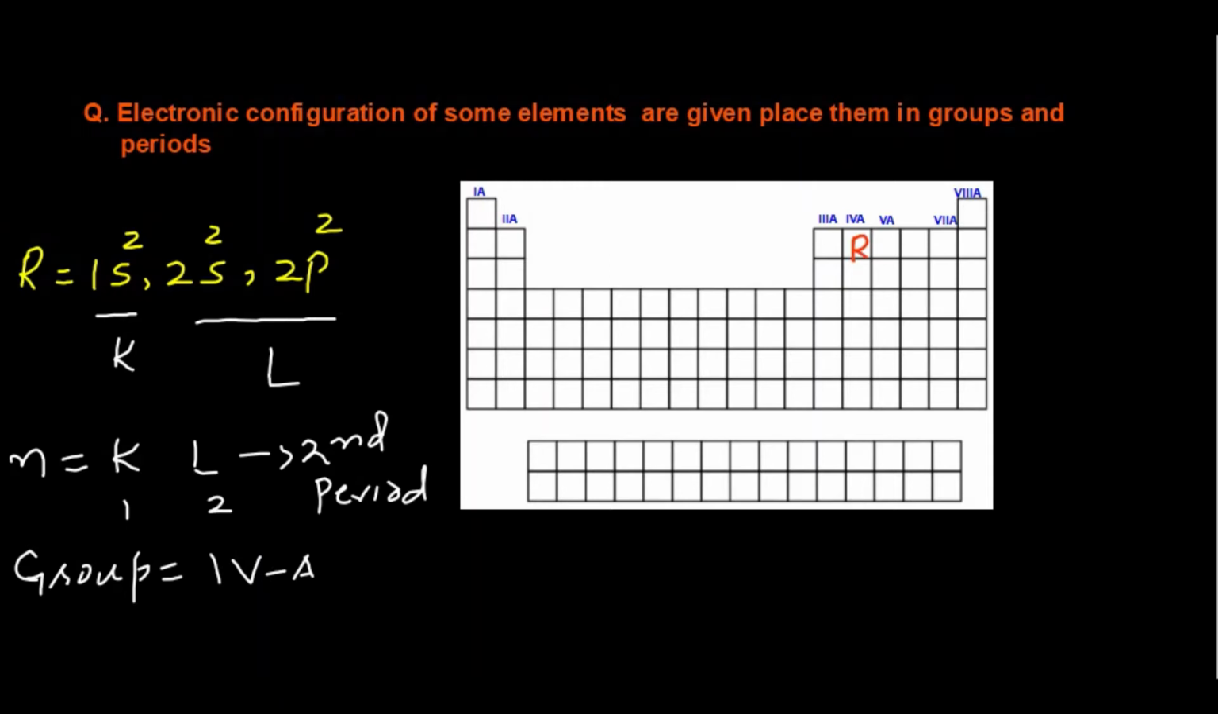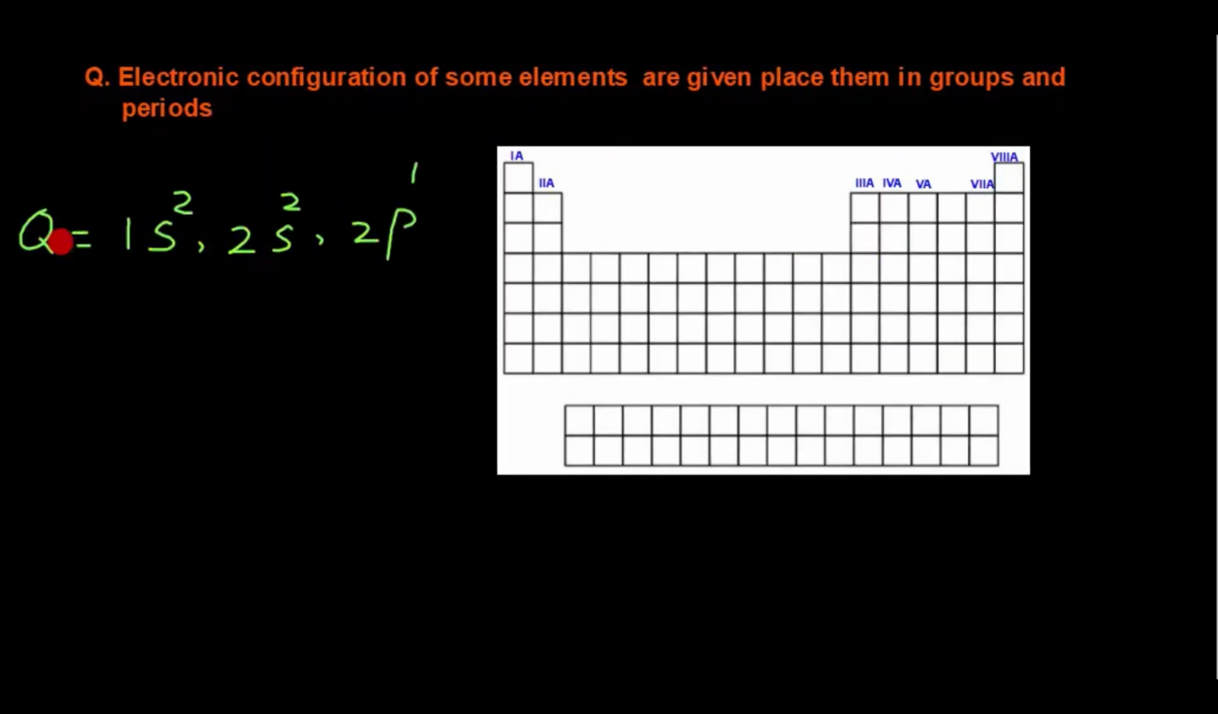Now we will see the next element which is given. The next element which is given is Q. Q is given with the electronic configuration 1s2, 2s2, 2p1. With the help of this electronic configuration, we are asked to place this element in its group as well as indicate its period. So let's see. First of all, we will mention the number of shell to which this element belongs.